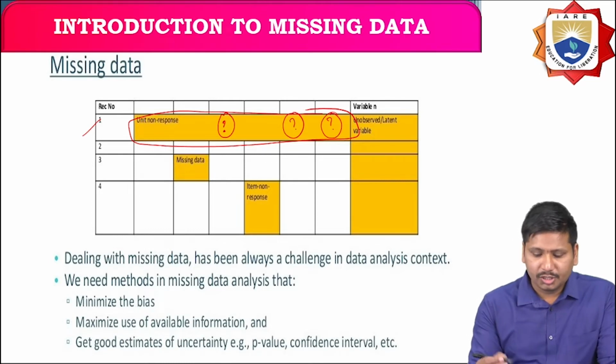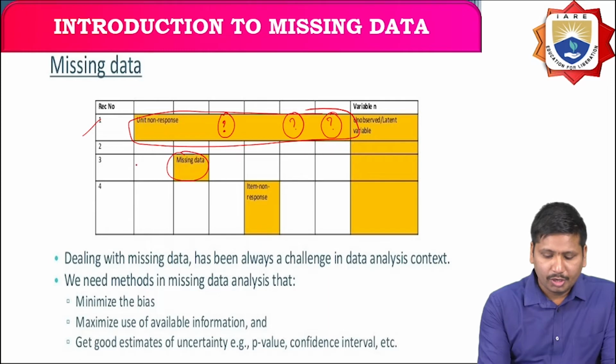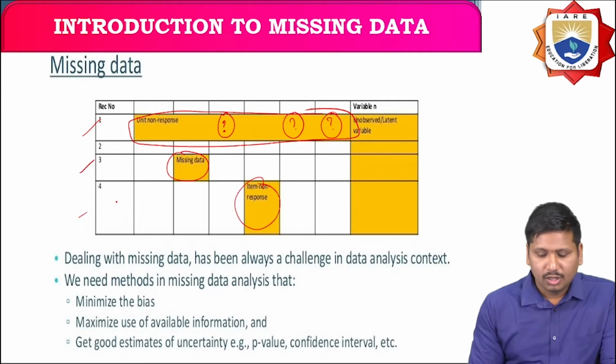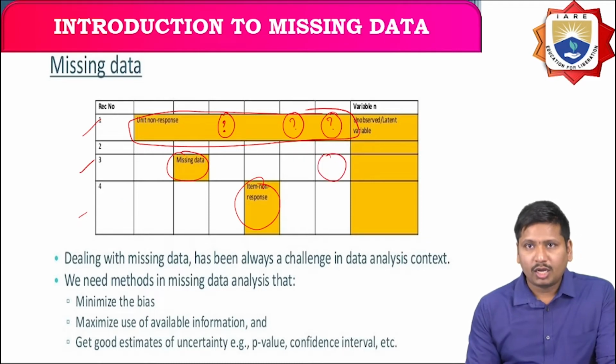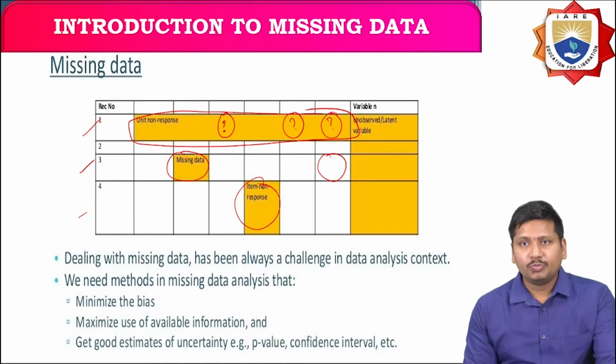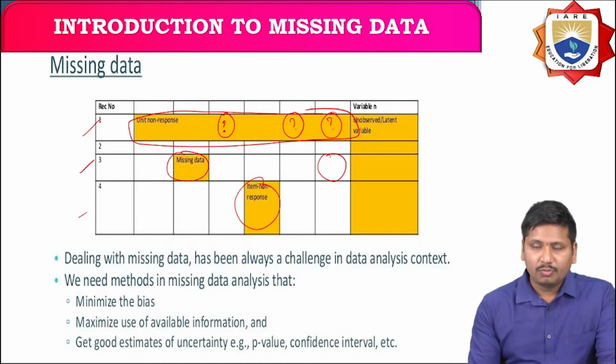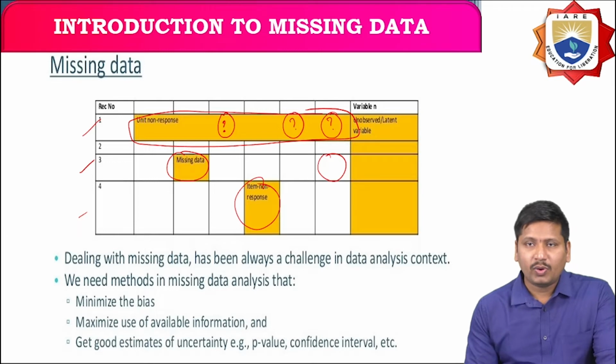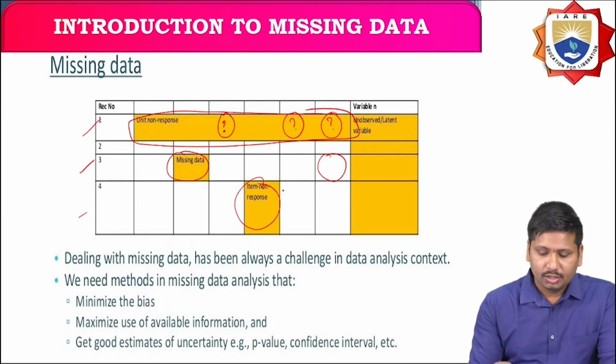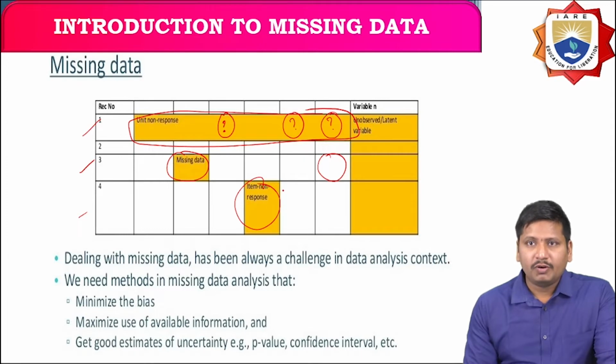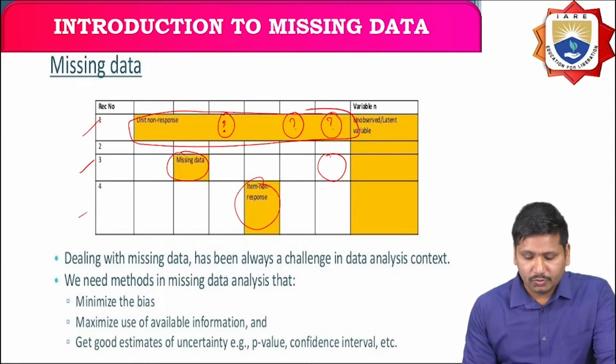Sometimes missing data may also occur in one particular place: record number 3 has a missing value, record number 4 also has a missing value, and here also. That type of missing data is item non-response missing data. Item non-response means the missing values can occur anywhere in the table. That kind of missing data is considered item non-response missing data.